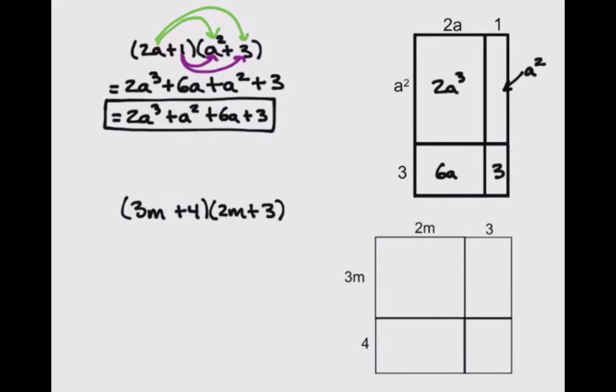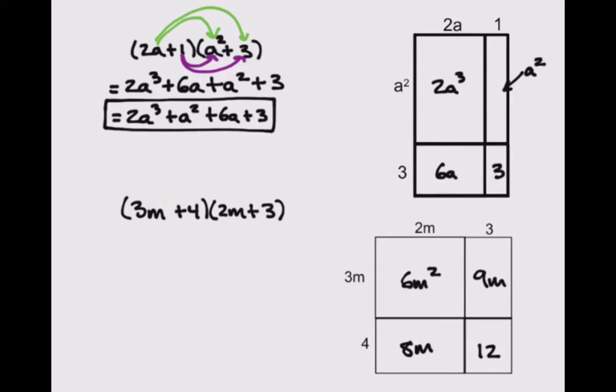In this second example, it's going to be the exact same strategy. I like to visualize this as a rectangle who has sides of length 3m plus 4 and 2m plus 3. And so the area of this rectangle will be the product of 3m plus 4 and 2m plus 3. And of course, this larger rectangle is made up of 4 smaller rectangles. So if we can find their areas, we can find the area of the total. The upper left rectangle has an area of 6m squared. The upper right rectangle has an area of 9m. The lower left rectangle has an area of 8m, and the lower right rectangle has an area of 12.